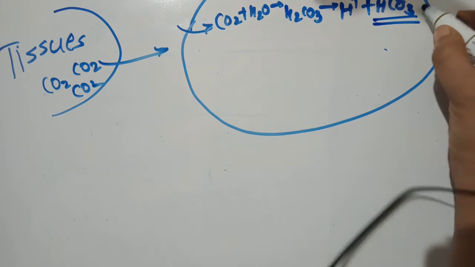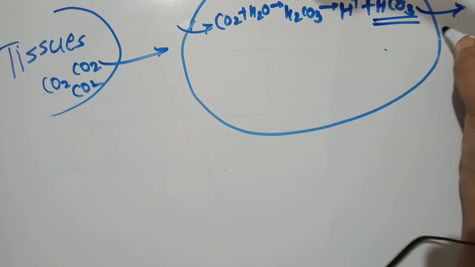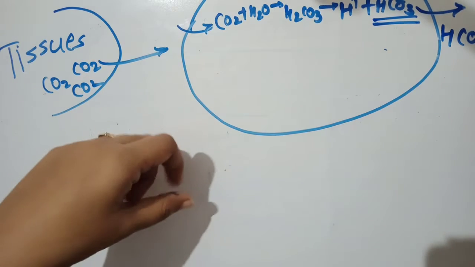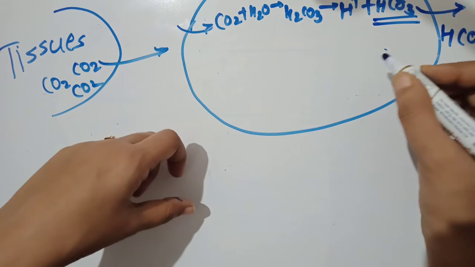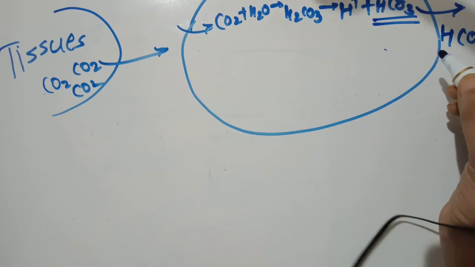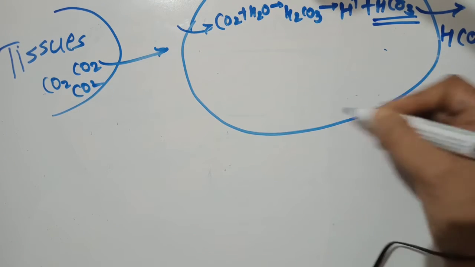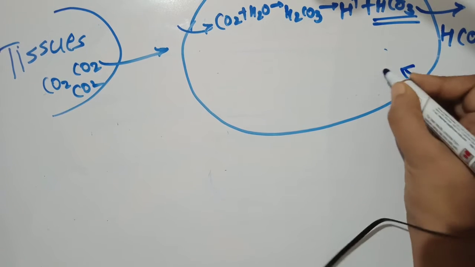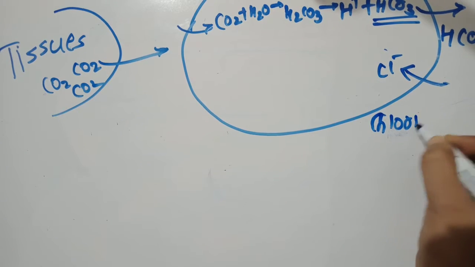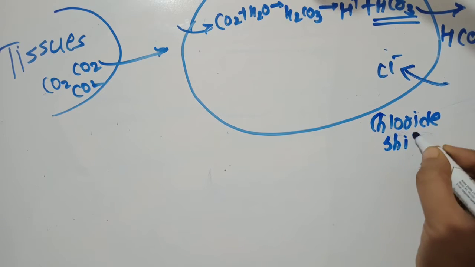Now the bicarbonate ion, HCO3 minus, diffuses out of this RBC and enters into plasma. But when it gets diffused out of the RBC, it changes the charge. It disturbs the charge that is present in the RBC, so chloride ions enter. It is balanced by the entry of chloride ions. This is called the chloride shift.